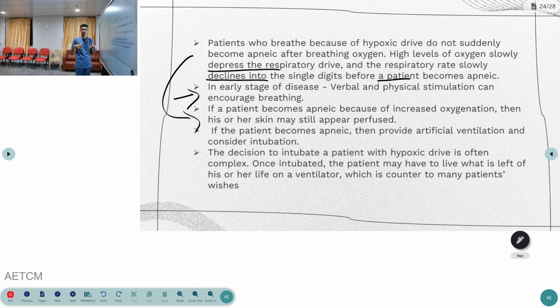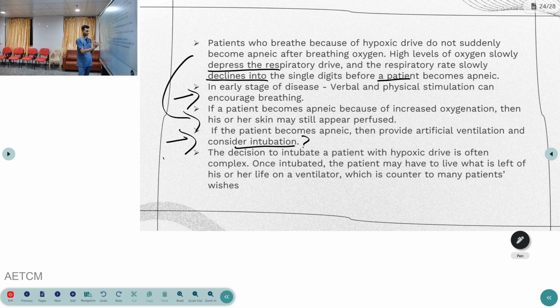We can ask the person to stimulate the breath by themselves, instead of going with oxygen administration that will cause apnea, which is a more worsened condition. So simply you can ask the person verbally, you can stimulate the person. If the person becomes apneic, then provide artificial ventilation and consider intubation. Endotracheal intubation is a more worsening condition in COPD.